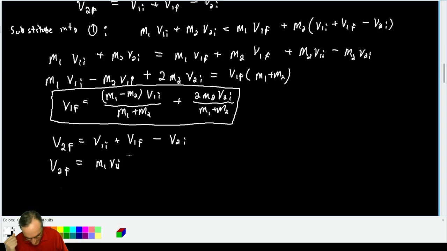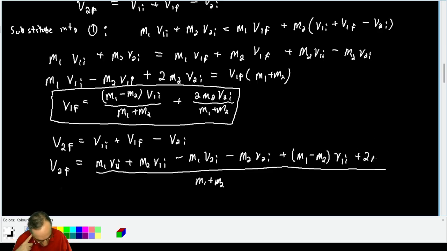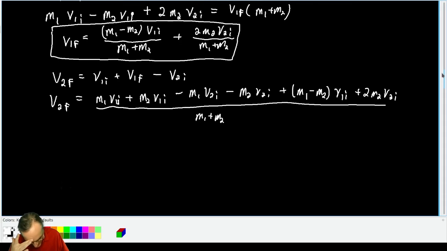m1 v1 initial plus m2 v1 initial minus m1 v2 initial minus m2 v2 initial. That's creating the common denominator. Okay. At this point, we'll bring in the rest, plus m1 minus m2 v1 initial plus 2 m2 v2 initial. All right. Collect like terms. All right, so we have an m1 plus m2, but we had an m1 minus m2. The m2s are going to cancel.